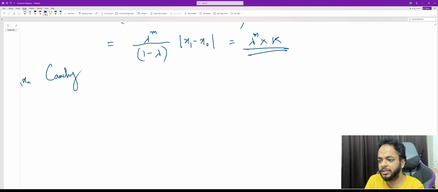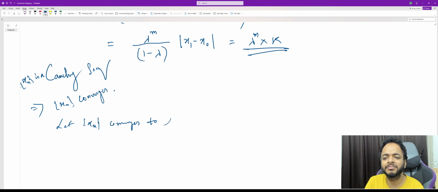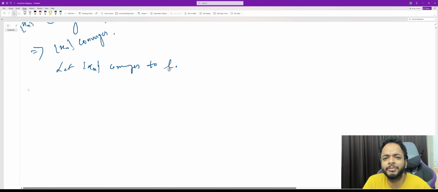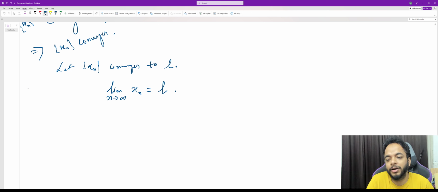Okay, and which implies that the sequence xn converges. Okay, so now our sequence converges. So let's say xn converges to L. Okay, we don't know where it converges, so arbitrarily let's take that it's converging to L. So what does it mean? It means limit n tends to infinity, xn is equal to L. That is all it means.